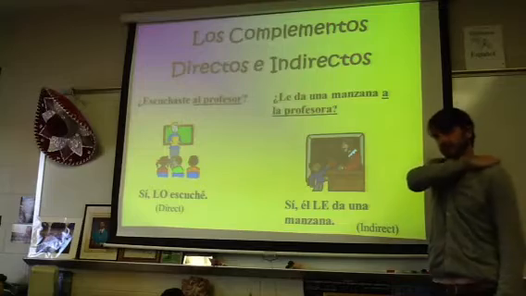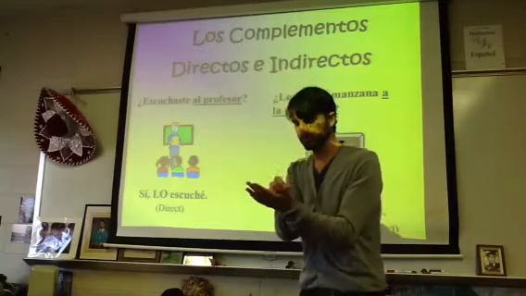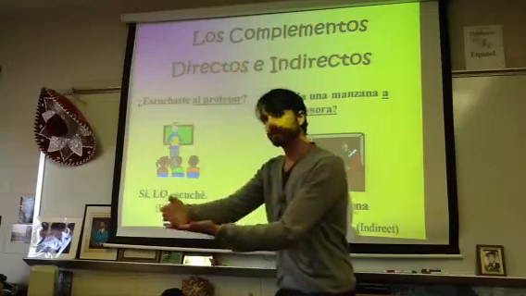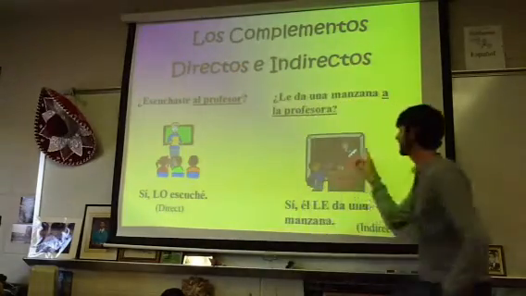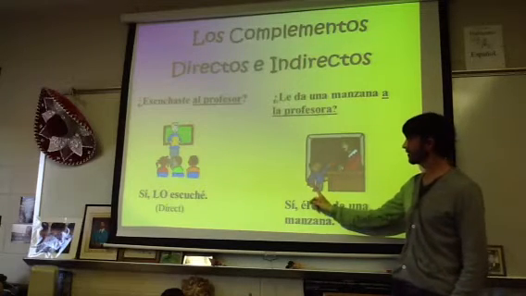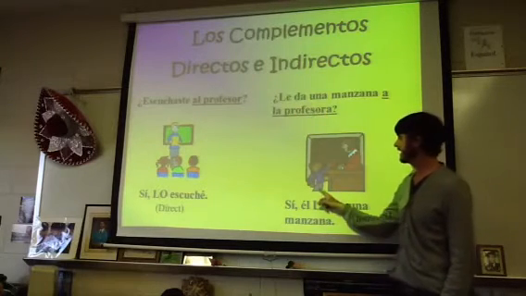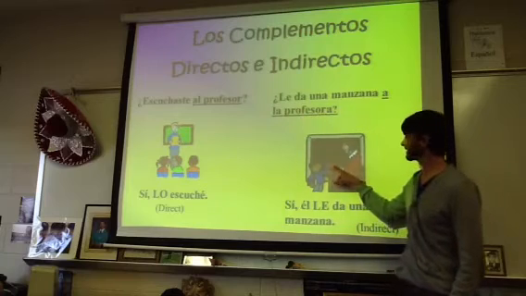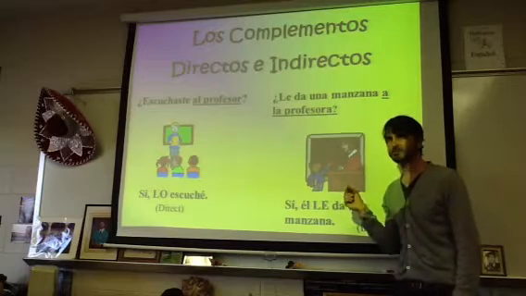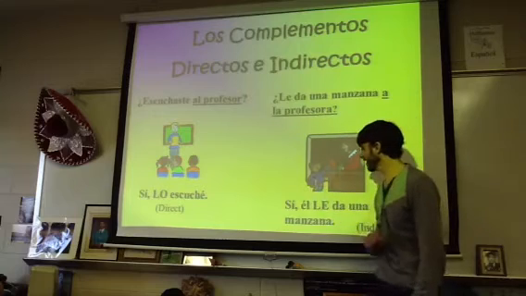What is an indirect object pronoun? When we have an indirect object pronoun, we have an action, we have a subject, a verb, a direct object, and an indirect object. We're going to see the sentence here. We have a boy, we have an apple, we have a teacher. Okay? The boy is the subject. Da. Él da una manzana. That's the direct object. A la profesora. That is the indirect object.